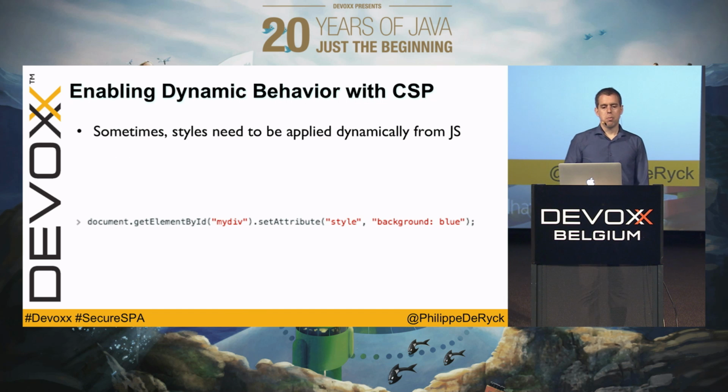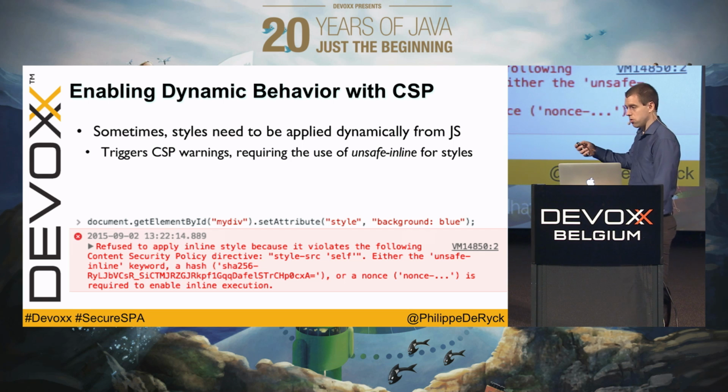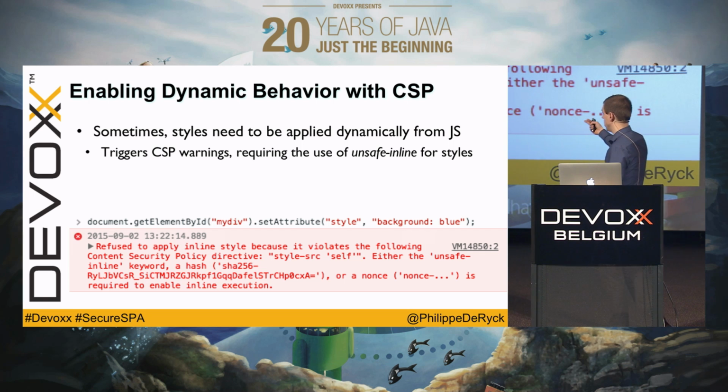And you have other dynamic behavior as well. Sometimes, for example, you need to apply some styles from JavaScript. You might want to get this element by ID and set some attribute, and you get this big CSP warning. And again here, the browser tells you what's going on. It says this violates the content security policy. It shows that style SRC is only self. You either need to add the unsafe-inline keyword or use hashes or nonces to put this in a script block that's allowed to execute.